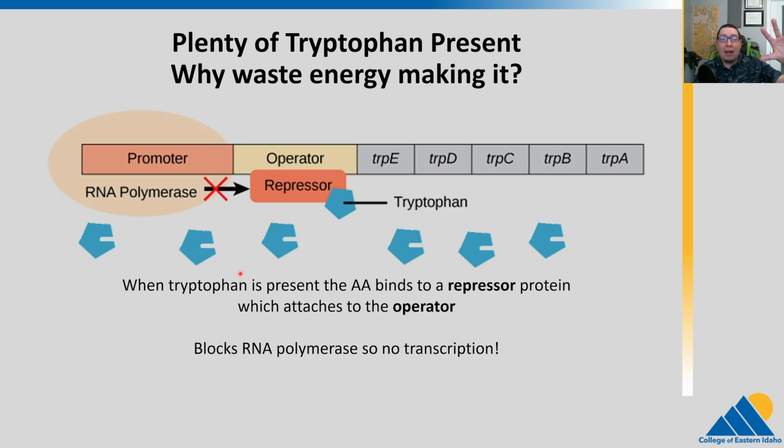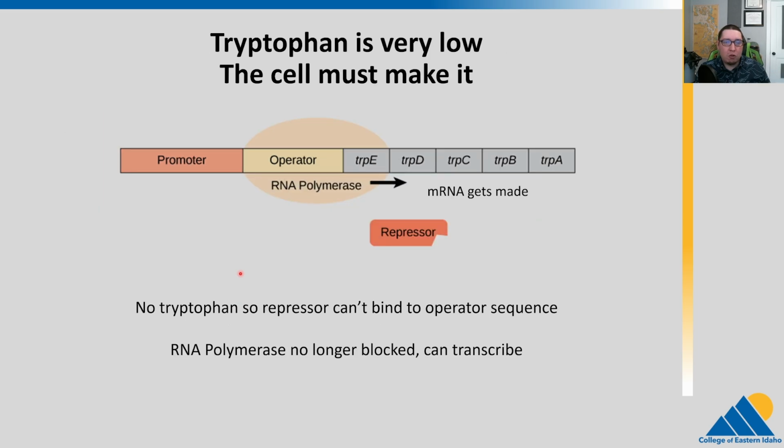All right, as that level starts to lower and lower, tryptophan goes away. The repressor protein, now that it doesn't have any tryptophan bound to it, falls off of the DNA, and RNA polymerase can transcribe these genes. As the level of tryptophan builds up, the repressor will come back and bind and shut this process off.